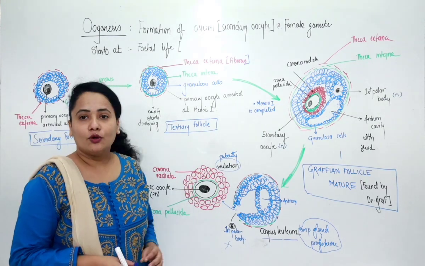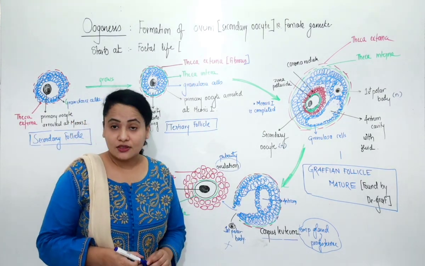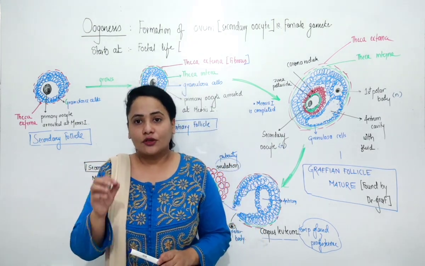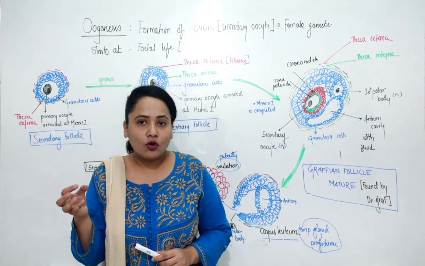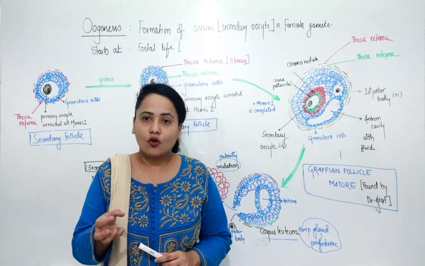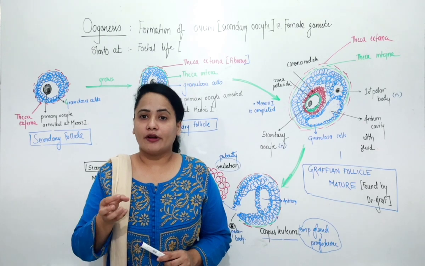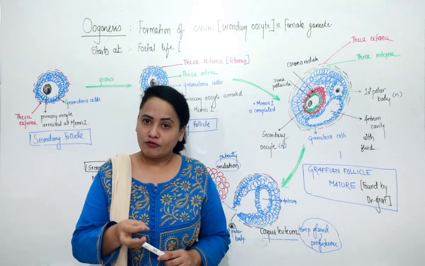So this is all about oogenesis. Just a quick revision for all of you. What is formed first? We know that from oogonia, the primary oocyte is formed, which is diploid. It is surrounded by cells we call granulosa cells, which is known as the primary follicle.